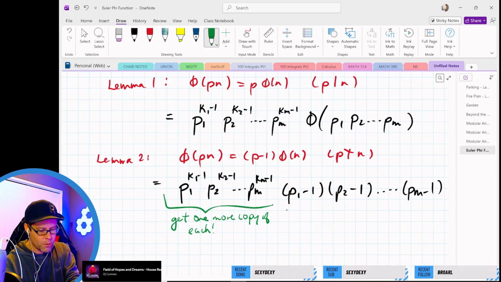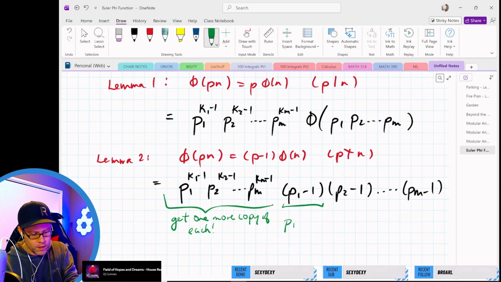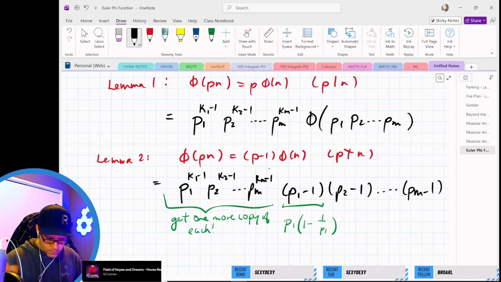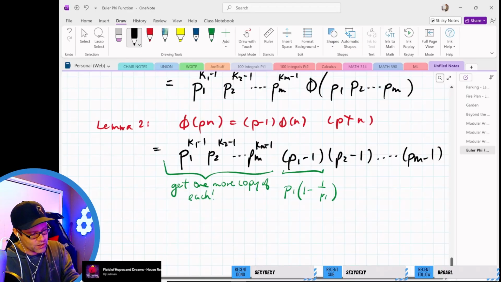How are we going to do that? We're going to notice that if I look at this first factor over here, I could factor out a p1. And if I do that, what do I get? Well, I'm going to get p1 times (1 minus 1 over p1). So all we're doing in each one of these factors that's left over is just factoring out that extra factor that we need to recapture n, and then collecting everything in a way that makes things look nice. So we're going to end up getting something that looks like this.